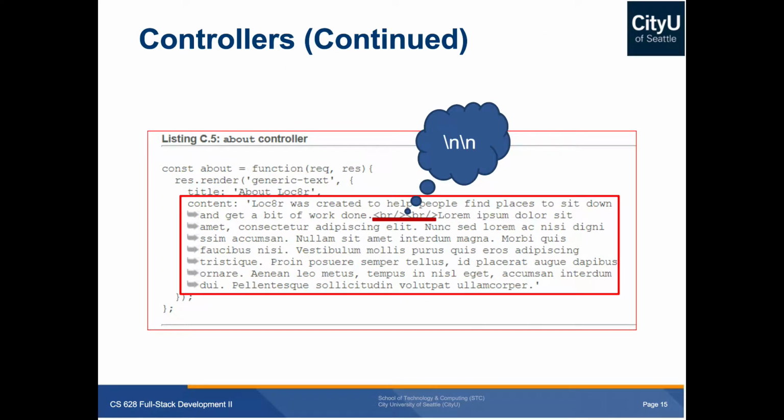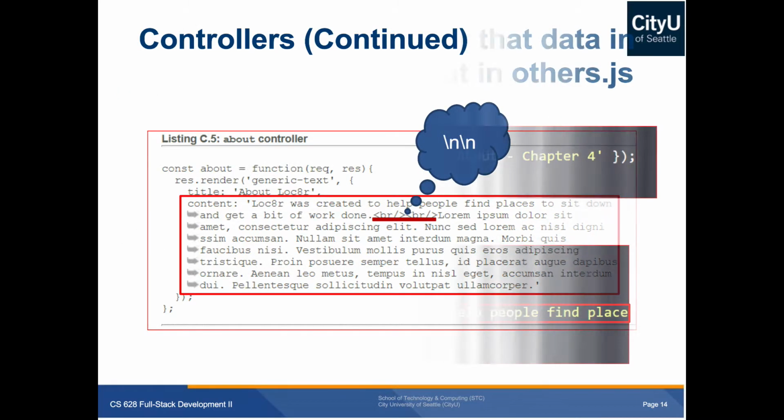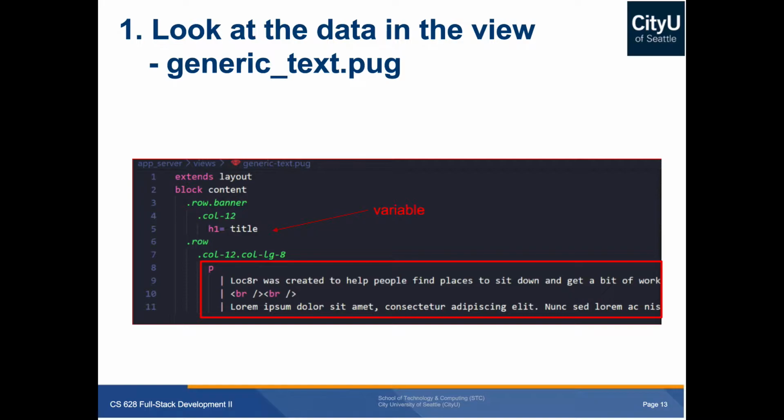And then here in the content section of your controller, you have the br tag, which is the break tag, which creates a new line, also with the \n\n as the new line. So referencing data in the pug, interpolation, you insert data into a string. Buffered code is where you build a string with JavaScript. We've been using the buffered code with the equals operator with the h1.